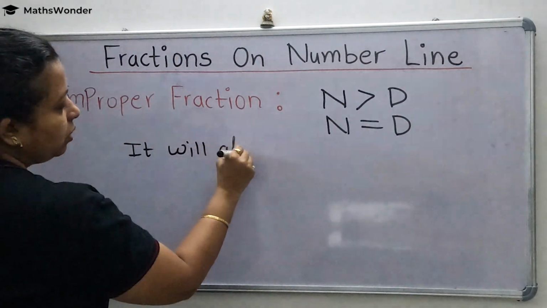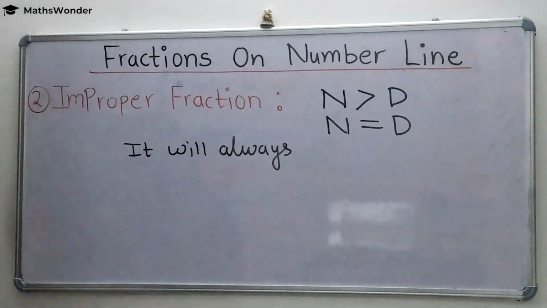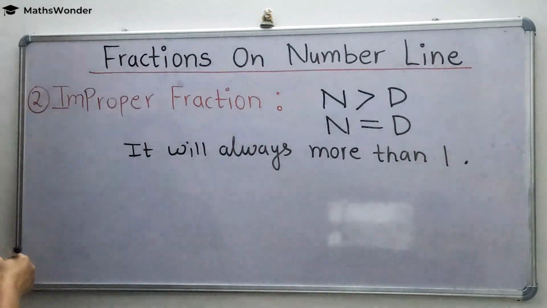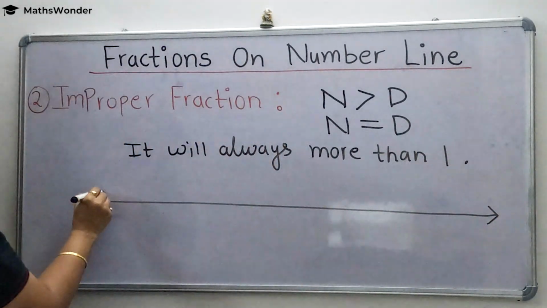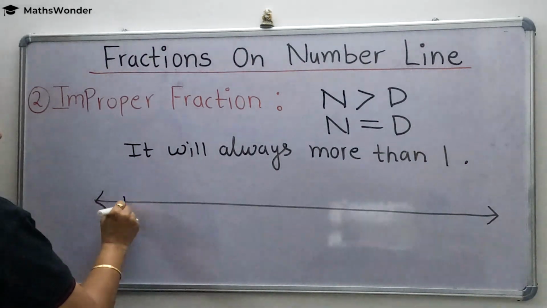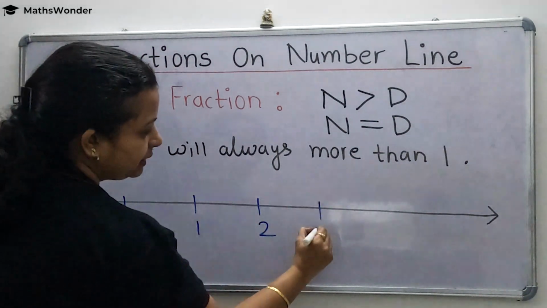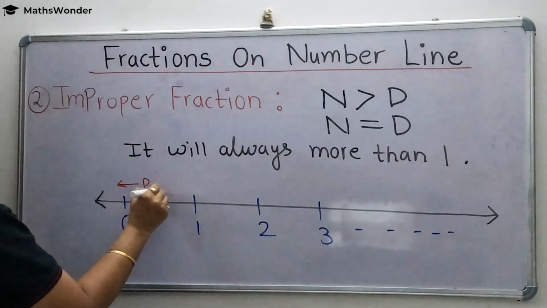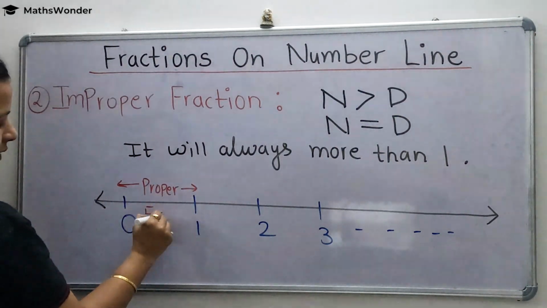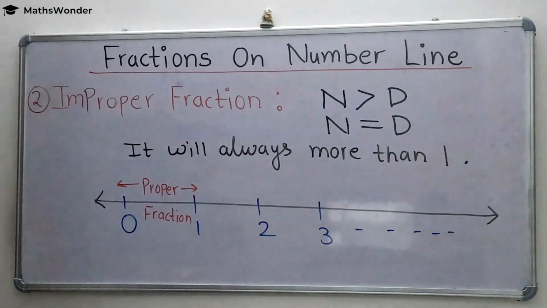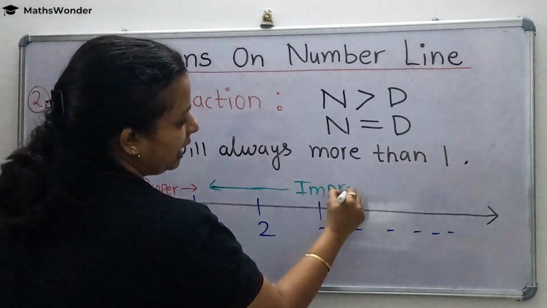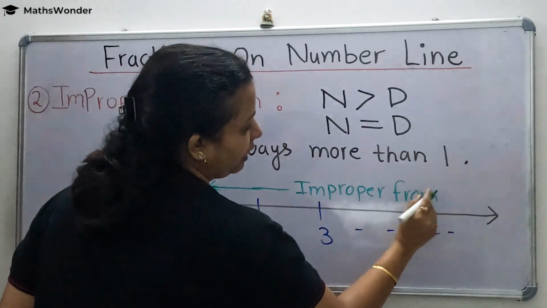it will always be more than 1. More than 1. How? See, suppose this is the number line. Okay, this is the number line. This is 0, this is 1, this is 2, this is 3, and this goes on, right? So 0 to 1, always remember this part will always be a proper fraction. Always. Not more than that. Proper fraction. And the other part after 1, or from 1, yeah, from 1 we will represent the improper fraction.